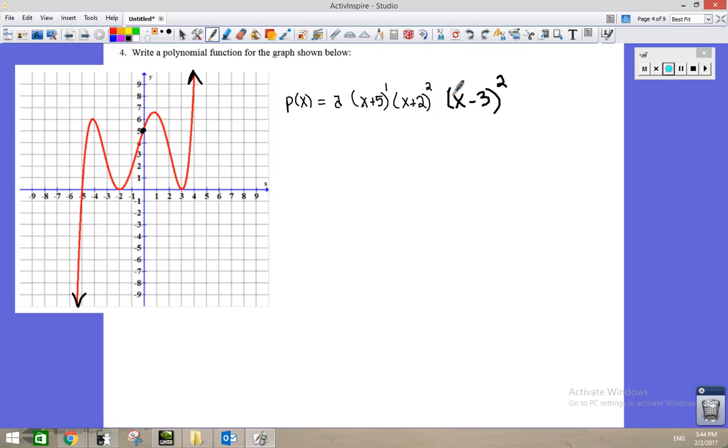Alright, so here's part of my answer. It's not my final answer yet because I had to figure out what this a is. Well, I haven't yet used the information of this y-intercept, 0, 5. When x is 0, the output of the function, which is the y-coordinate, is 5. So if I plug in 0 into this function for x, what do I have?